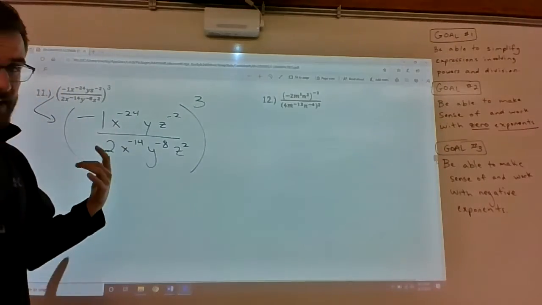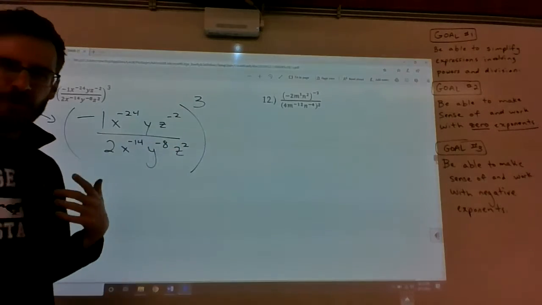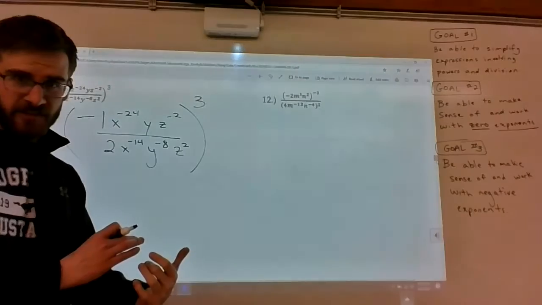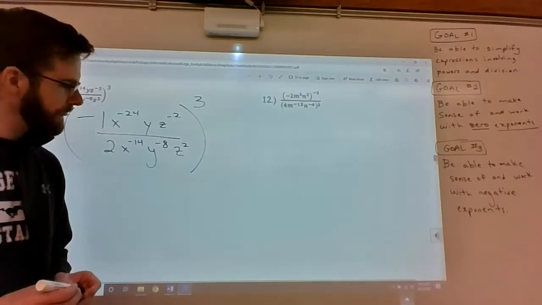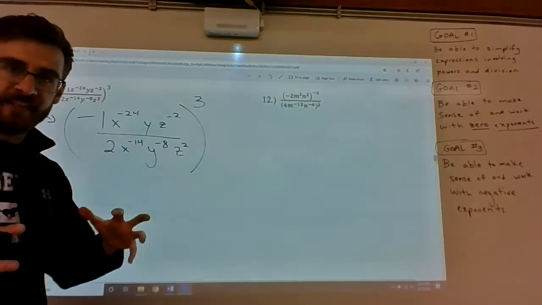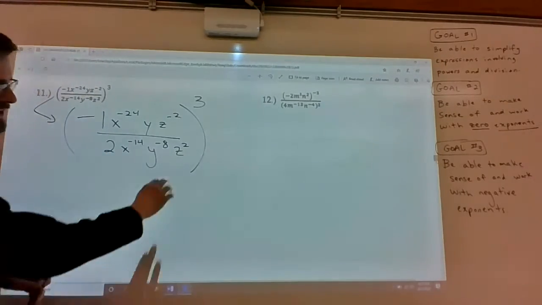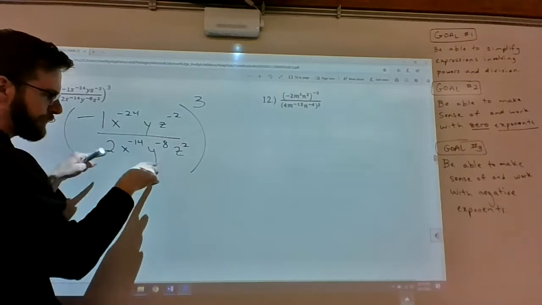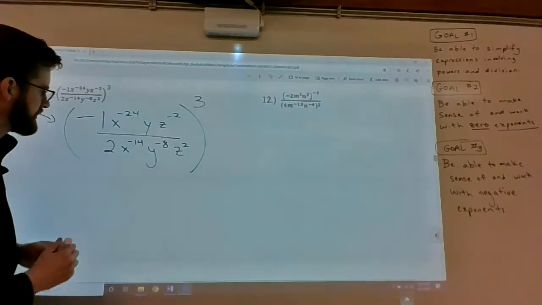However, you technically can also distribute the 3 to all the parts too. It's one of those weird situations where you're allowed to do both: the things inside parentheses or distribute that exponent to all the parts. I'm going to show you guys how to simplify the inside of the parentheses first. So if we ignore the 3 for a second and work inside the parentheses, parentheses come first when we're doing the order of operations.